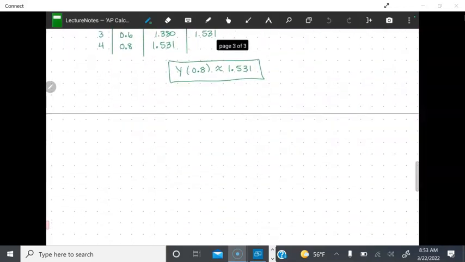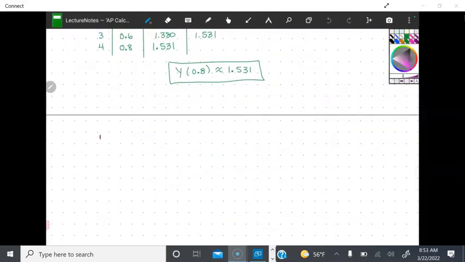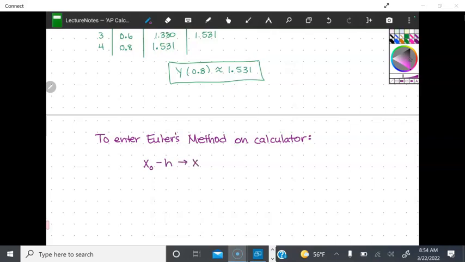Actually, no. I'll put it on the next line. To enter Euler's method on the calculator. So remember your initial value for x? Make that back up by 1. So x sub 0 minus h stores into x. So your initial value of x minus h, you're backing it up one step, and then your initial value of y store into y.